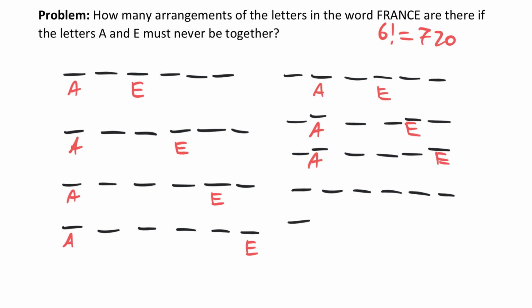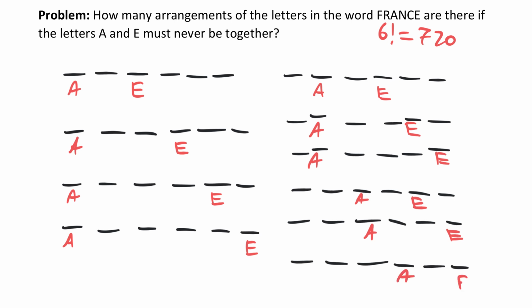Now let's keep moving on with that A. Maybe we'll draw some more blanks here just so we can position those letters. So A here, E here, A here, E over here. And then we got one more, A here and E here. That's going to be a total of 1, 2, 3, 4, 5, 6, 7, 8, 9, 10.